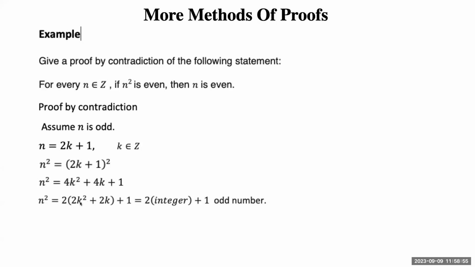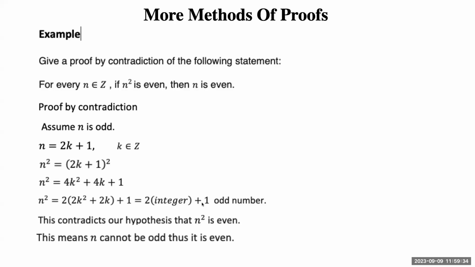Well, if k is an integer, so is k squared, so therefore so is 2 times k squared, and so is 2k, so I got an integer plus an integer, which is an integer. So basically, this n squared can be written as 2 times an integer plus 1, which is our definition of an odd number. And that's our contradiction, because our hypothesis said n squared is even. So by setting n to odd, we showed that n squared is odd, but n squared can't be odd, because we've said it has to be even. So that means n can't be odd, because if n was odd, n squared was odd. So that's our contradiction. So since n can't be odd, it has to be even.